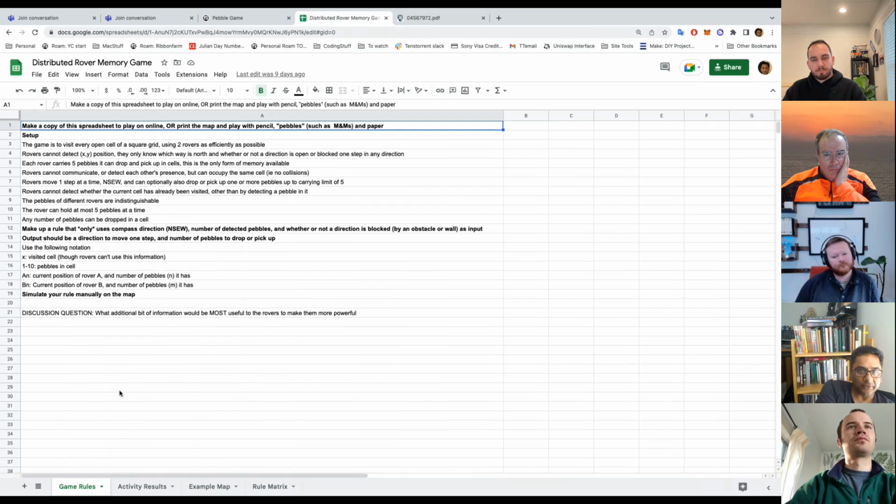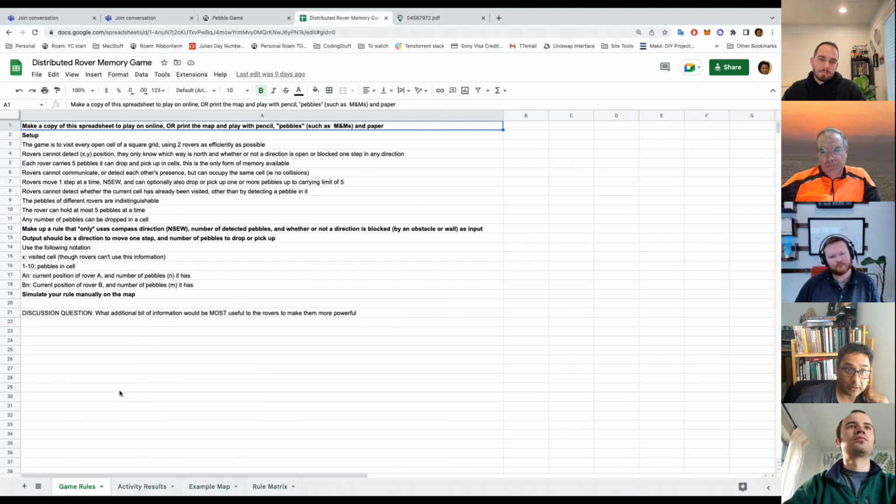So the game was set up like this. The game is to visit every open cell using 2 rovers as efficiently as possible. They cannot detect their XY position, so they don't have GPS. All they know is which direction is north. So they know which way they're facing and which direction is north. They know their orientation and have a compass.